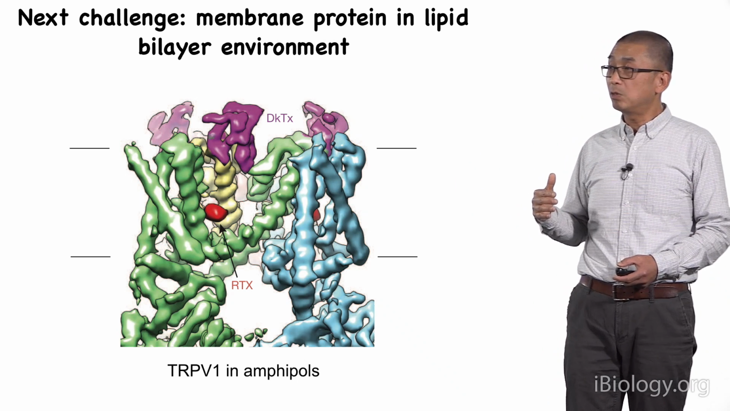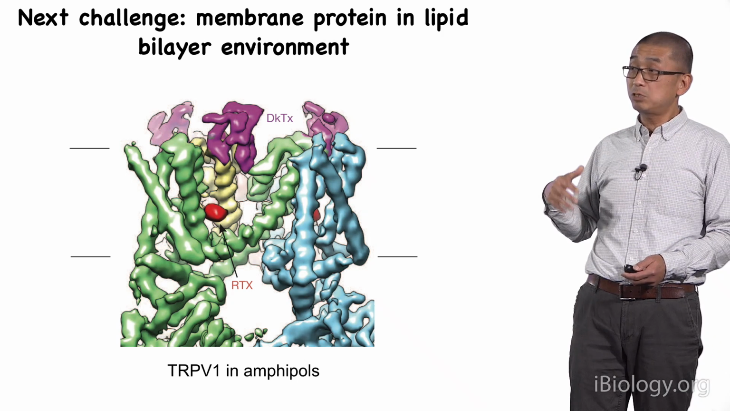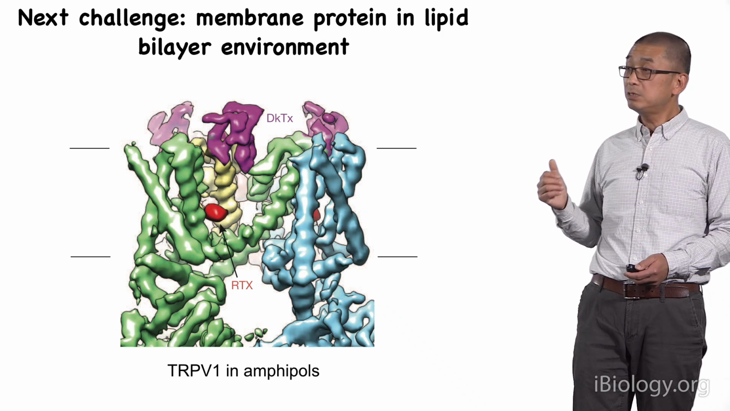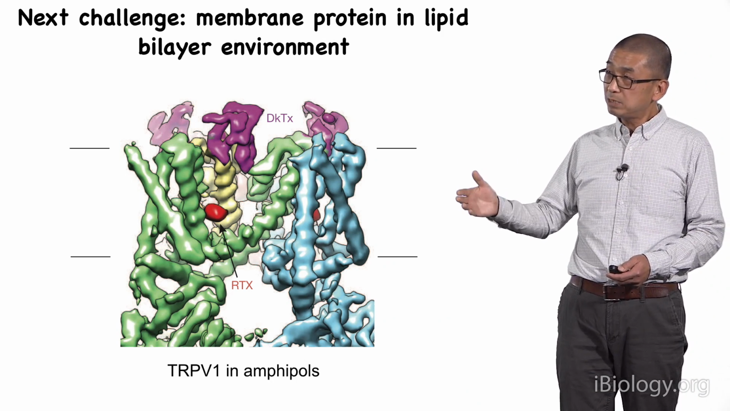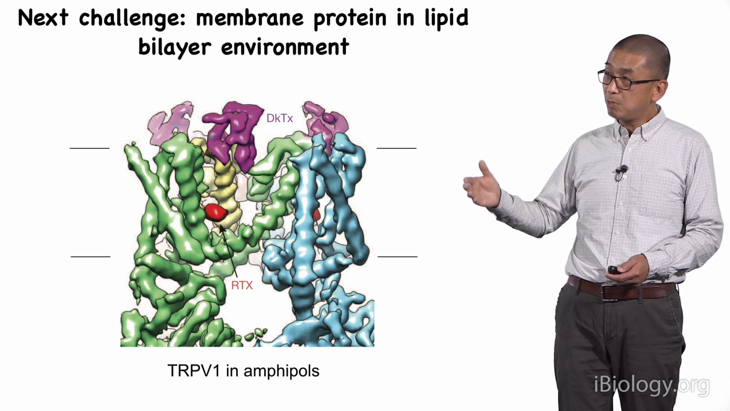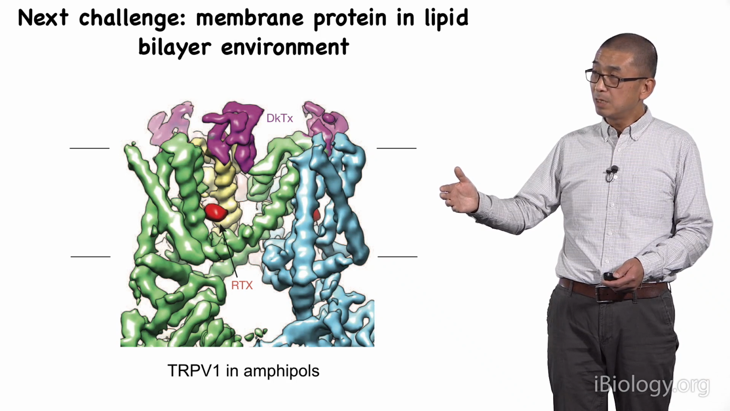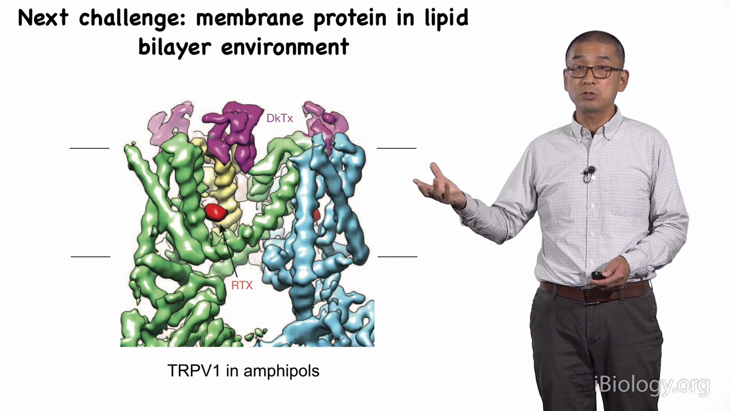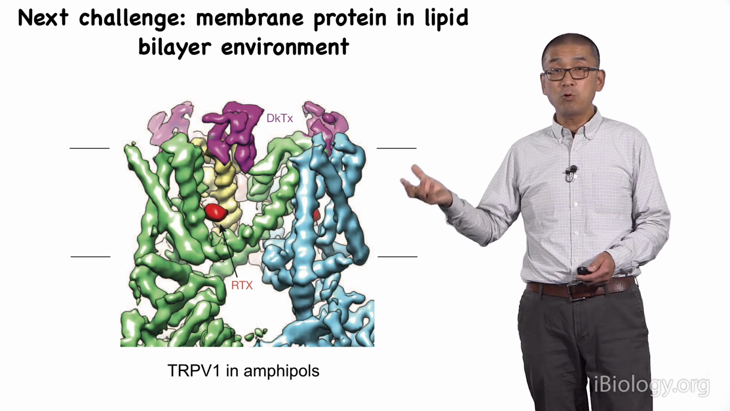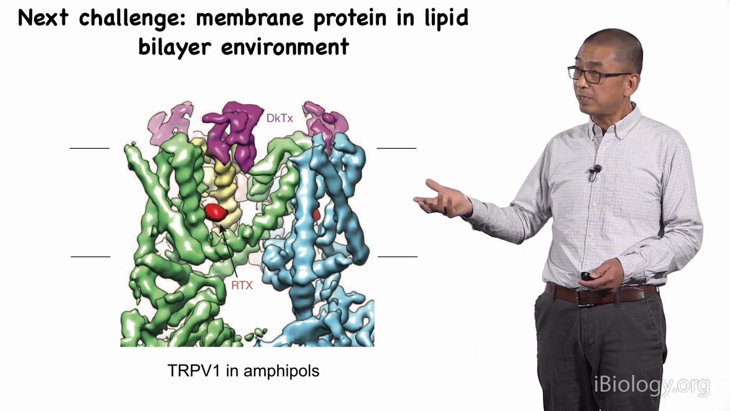So one thing we want to see is how we can study the channel in the lipid bilayer environment. This is actually meaningful. If we look back to the structure of TRPV1, the density map of TRPV1 in complex with a double knot toxin and a vanilloid compound binding, this structure also gives us the conformation of the whole structure.